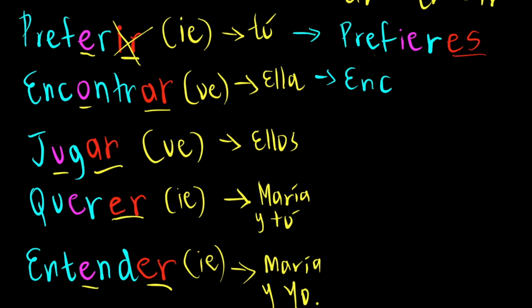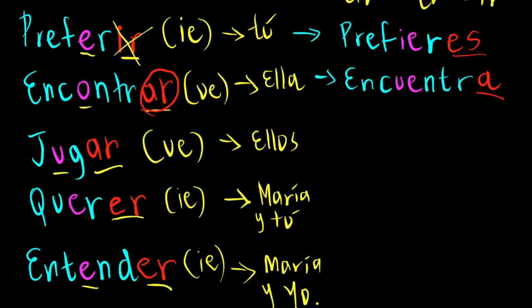For encontrar, same thing, right? O changes to UE. All the letters in blue are gonna stay because they're not part of the ending. And then how do we conjugate this verb to ella? What will be the conjugation? Now note, okay, it's an AR verb. AR, not ER or IR. What should be the conjugation at the end? Pay attention to that. Encuentra, right? Bien.